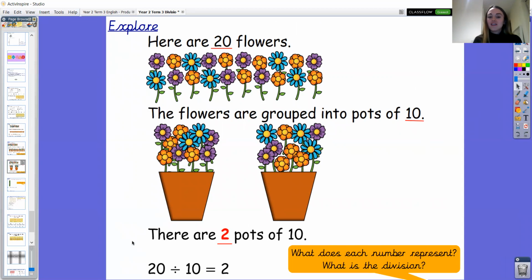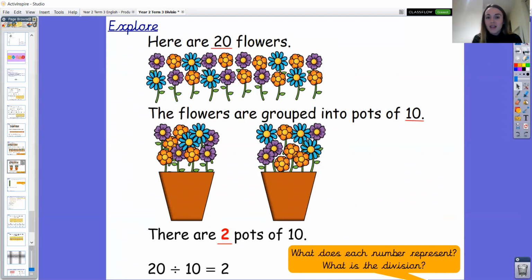Let's say it together. 20 divided by 10 equals 2. Brilliant. Well done, year 2. So as you can see, they had the same division each time, but we explored the differences of what it means to share a whole amount and to group a whole amount. So it's really important that we read the question carefully to work out whether we need to share or whether we need to group today.